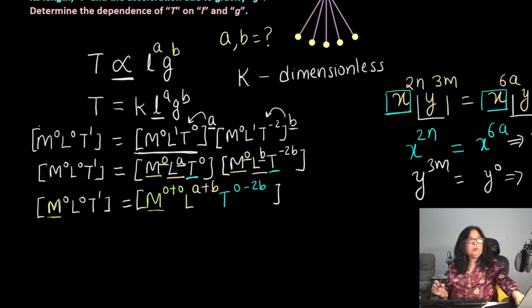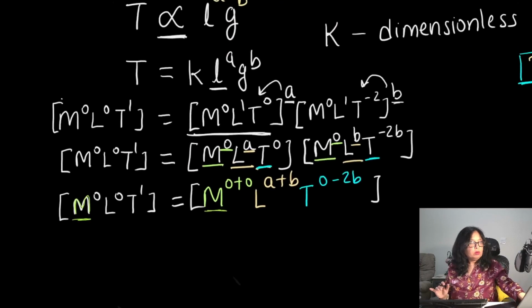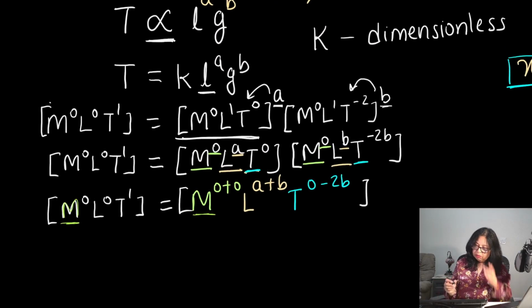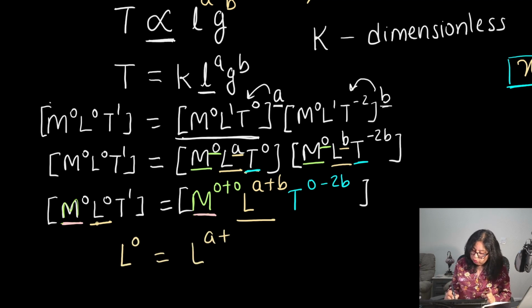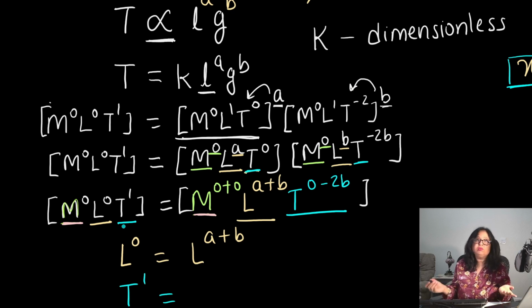So I'm going to apply the same logic over here now. M to the power 0 on the left side equals M to the power 0 on the right side. Does that give me anything meaningful? Not really. So we don't need to bother about that. However, L to the power 0 on the left side equals L to the power A plus B on the right hand side. This will give us something. So I'm going to write this down. Next, T to the power 1 on the left side equals T to the power minus 2B, since 0 minus 2B is minus 2B, on the right hand side.